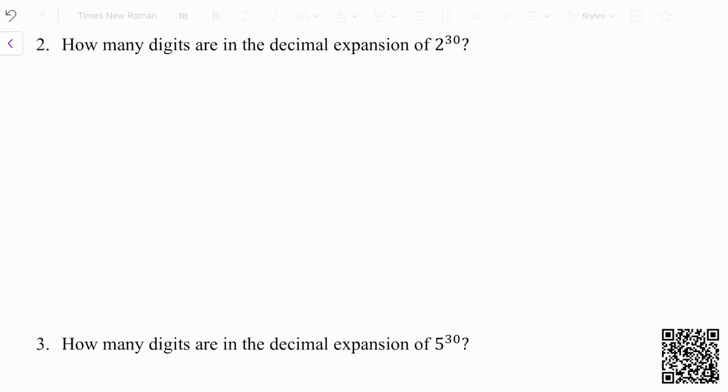Moving on to problem number 2, how many digits are in the decimal expansion of 2 to the power of 30? Some people might make a living calculating this, like, oh wait, 2 to the power of 5 million is, yeah, I got you. But the majority of us doing math contest problems probably aren't that skilled. So we are going to use a different method.